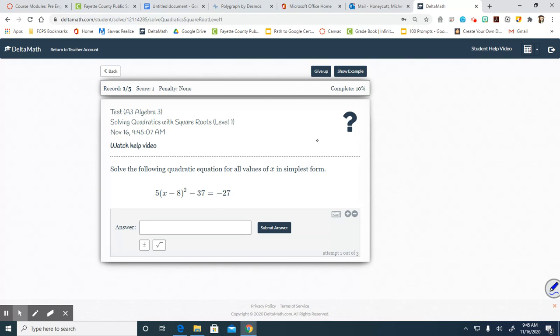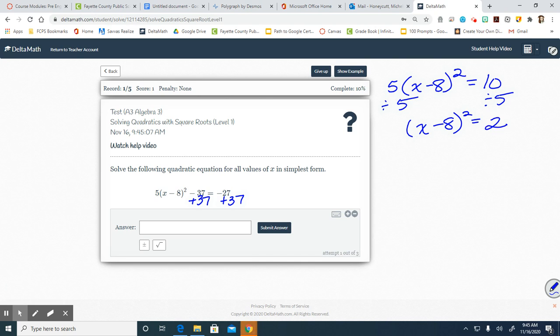I'm going to add the 37 to both sides. So I'll have 5 times x minus 8 squared equals 10, because negative 27 plus 37 is 10. Then I can divide both sides by 5 because I still want to isolate that squared term. So I have x minus 8 quantity squared equals 2. Then I can take the square root of both sides. The square root cancels out the square. And I have x minus 8 equals plus or minus the square root of 2.